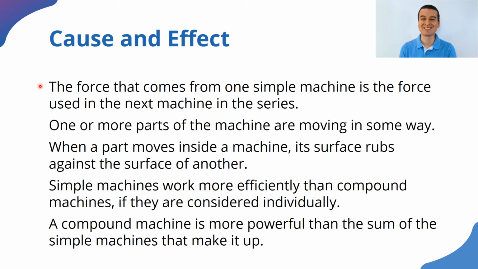The force that comes from one simple machine is the force used in the next machine in the series. One or more parts of the machine are moving in some way. When a part moves inside a machine, its surface rubs against the surface of another. Simple machines work more efficiently than compound machines, if they're considered individually. A compound machine is more powerful than the sum of the simple machines that make it up.